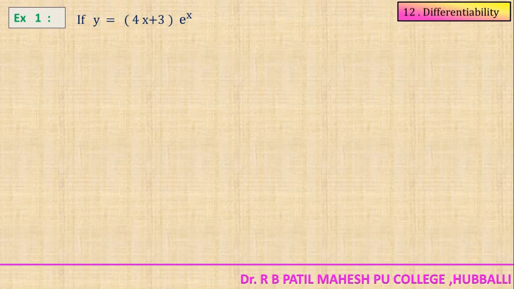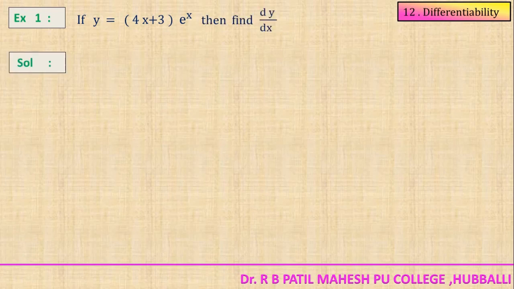If it is product, means product rule. Division, then you have the division rule. And wherever the derivative of the exponential function comes, you write the derivative answer. Okay, here I take one example. y is equal to (4x plus 3) into e raised to x, then find dy by dx.